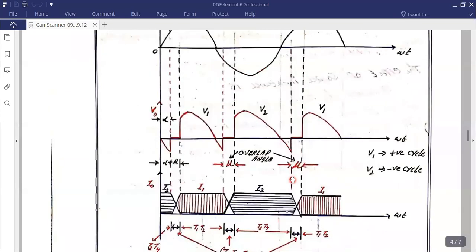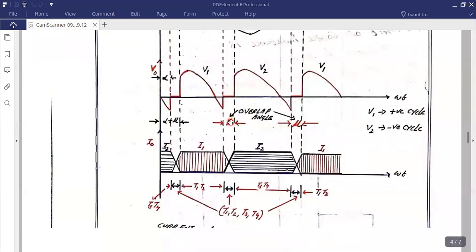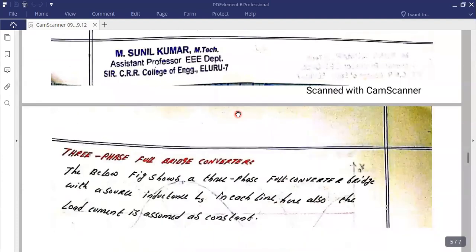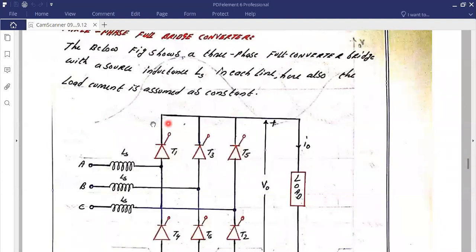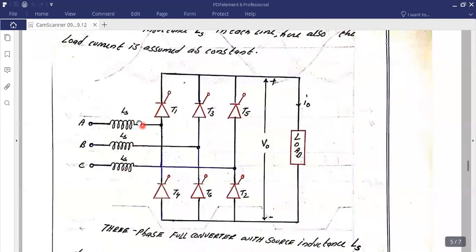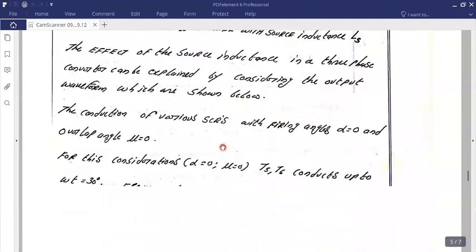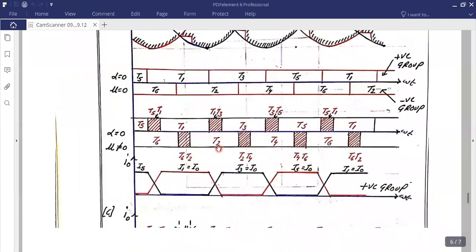Okay, so this is mainly for a single phase full wave converter. Similarly, this effect can be considered in the case of a 3-phase converter also. The effect is going to be the same. For each phase you are going to have an inductance. You are going to have 6 devices, 3 devices operating for the positive values of the converter and 3 devices operating for the negative values. You are going to have a load. In this case, how could the source inductance effect be observed? That can be observed from the waveforms here.